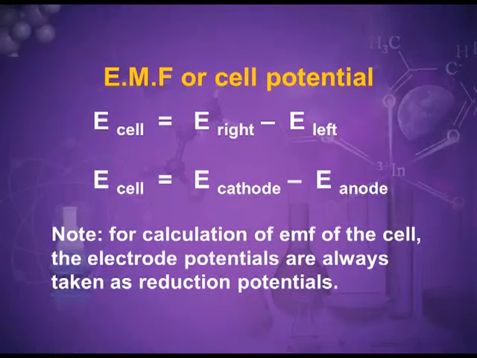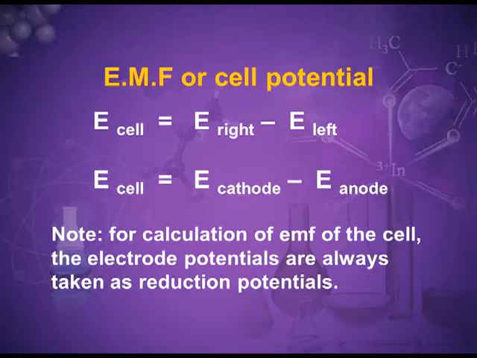Now how to measure this electrode potential? What formula will we use to calculate the electrode potential? Let's see that. EMF, electromotive force or cell potential. The formula is E cell equals E right minus E left. And I hope now you know that on the right hand side we have the cathode and on the left hand side there was the anode.